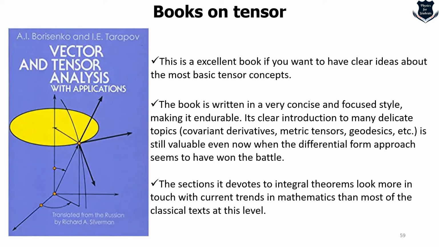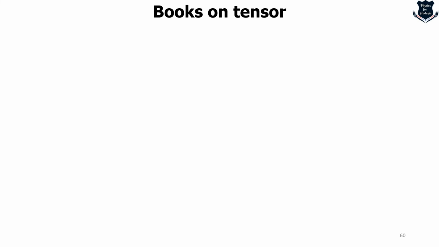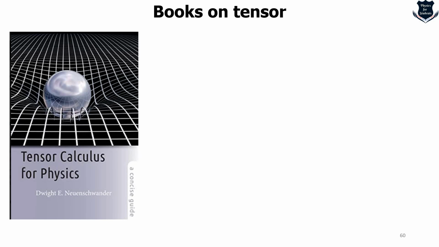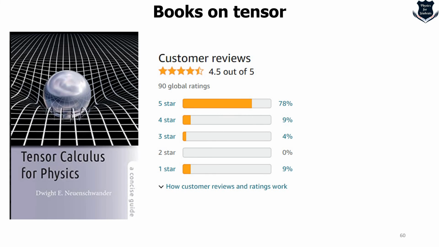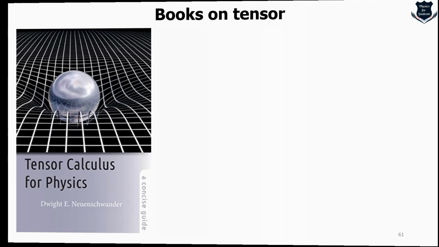Now these are the mathematical parts of tensors which we have learned. Now what about learning tensors from the physics point of view, because we are learning relativity, which is an integral part of physics. So here is a book which is called Tensor Calculus for Physics, and this is written by Dwight E. Neuenschwander. I'm so sorry for my horrible German pronunciation. 78% 5-star, good enough. And this is Professor Neuenschwander.